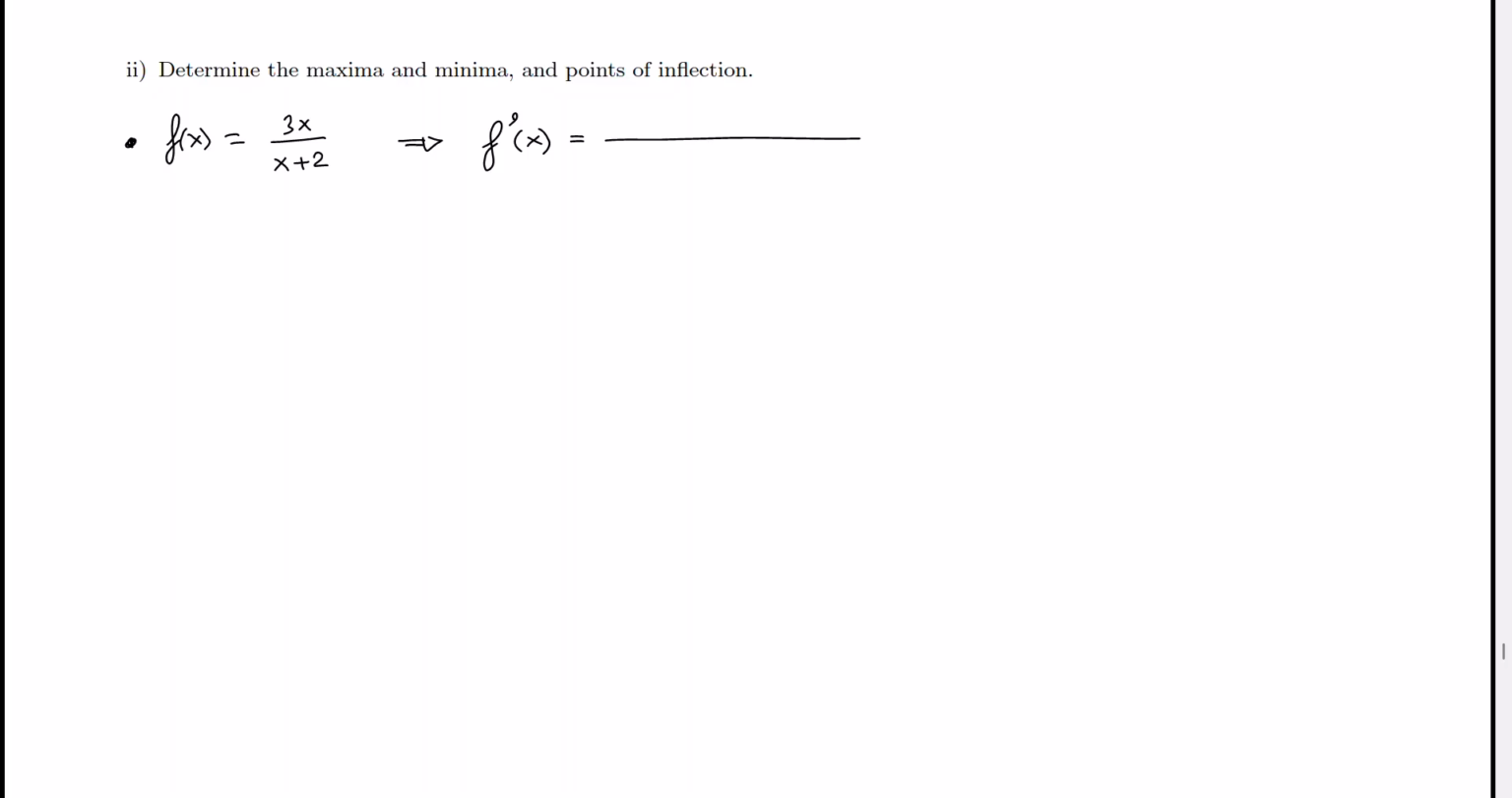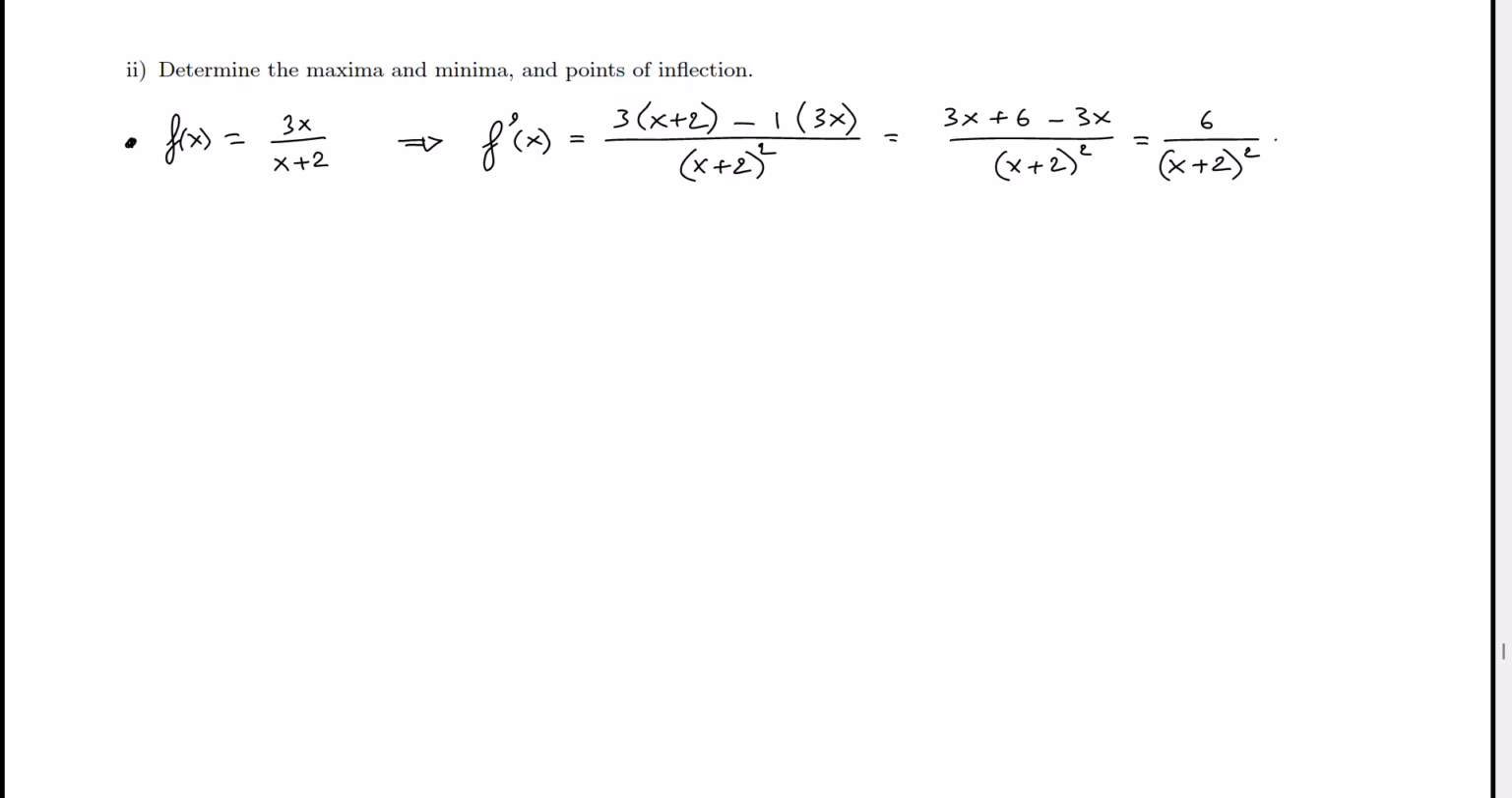So the derivative will be 3 times x plus 2 minus the derivative of the denominator, which is just 1, times the numerator, which is 3x, all divided by the old denominator squared, and then off I go. In other terms, this is just 3x plus 6 minus 3x, all divided by x plus 2 with the whole thing squared. The total here is just 6 divided by x plus 2, and everything is squared. So that's my first derivative.